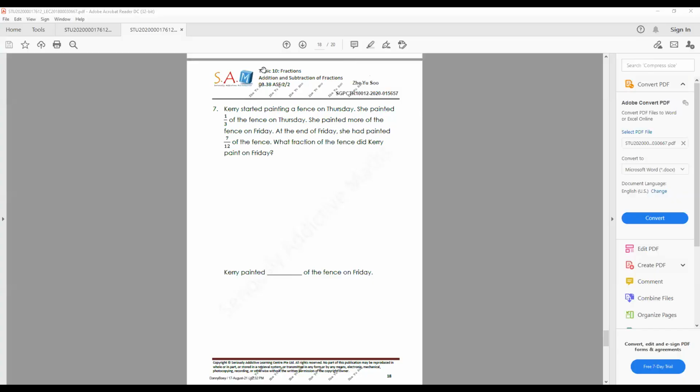All right, so we're going to do the last question here of the day. Let's turn to page 18. Carrie started painting a fence on Thursday. She painted 1/3 of the fence on Thursday. She painted more of the fence on Friday, and at the end of Friday, she had painted 7/12 of the fence. What fraction of the fence did Carrie paint on Friday?